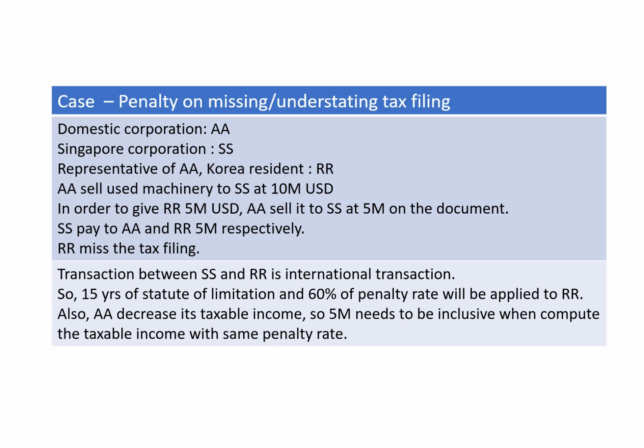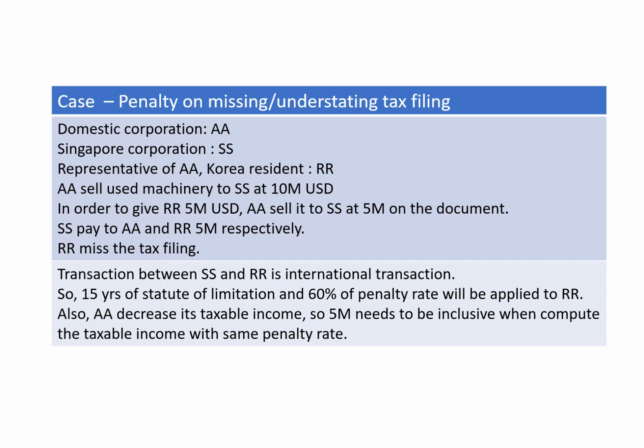You can think about a case of penalty on missing or understating tax filing. The domestic corporation is AA, the Singapore corporation is SS, and the representative of AA, who is a Korea resident, is RR. AA sells used machinery to SS at 10 million US dollars, which is the normal price. In order to give RR 5 million, AA sells it to SS at 5 million on the document. This is a fraud. SS pays AA 5 million and RR 5 million respectively. RR missed the tax filing.